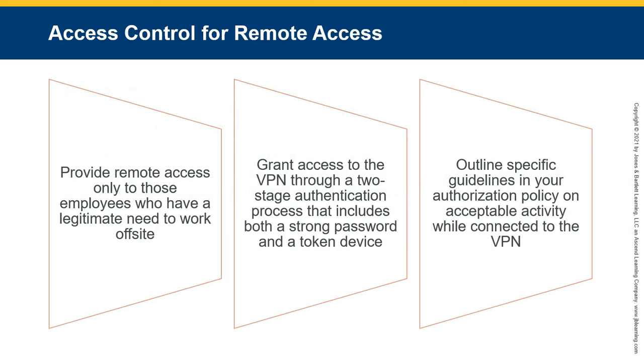Access control for remote users. Provide remote access only to those employees who have a legitimate need to work off-site. Grant access to VPNs through a two-stage authentication process that includes both a strong password and a token device. Outline specific guidelines that your authorization policy and acceptable use will connect to the VPN.